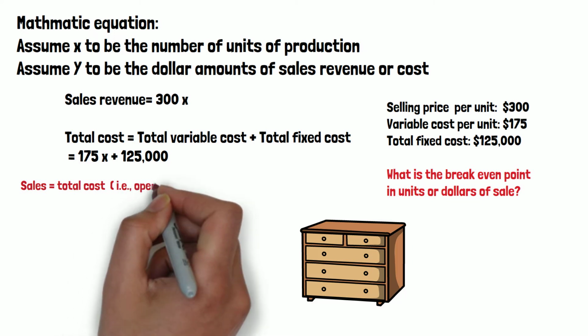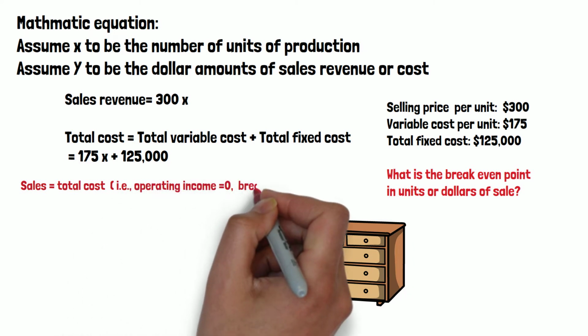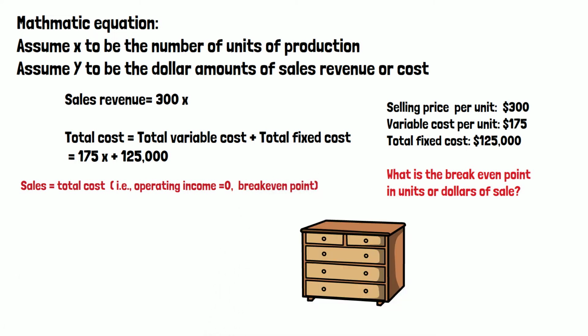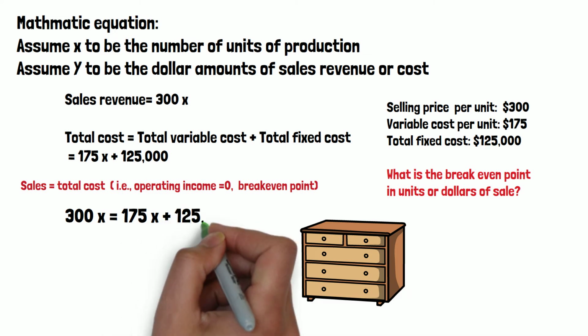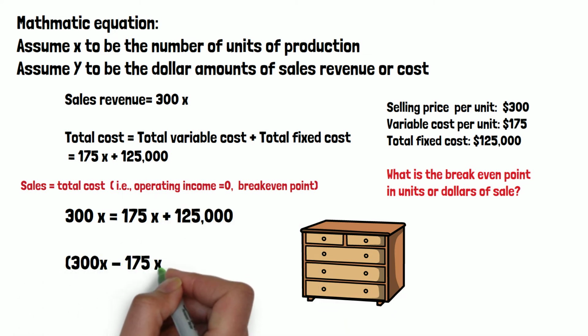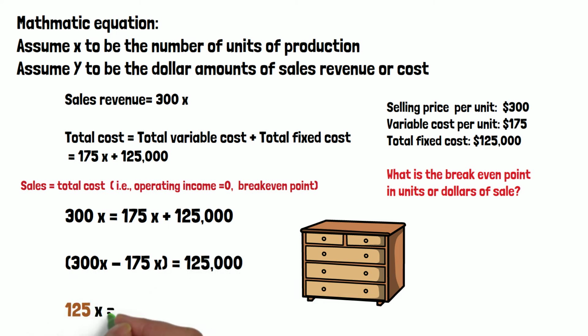So when sales equals total cost, we will get operating income equals 0, and we call this the break-even point. So let's make the equation 300 times X equals 175 times X plus 125,000. And when you move 175X to the other side of the equation, you have 125X equals 125,000. So to solve, X equals 1,000.